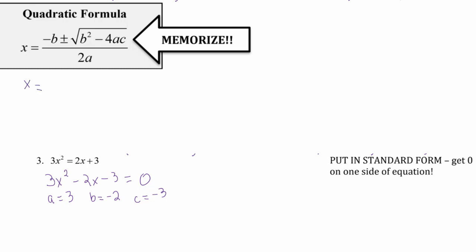Okay, so opposite of b, and b is negative, isn't it? B is a negative 2. So the opposite of b will be a positive 2, plus or minus big square root. And now we're going to have b squared. So negative 2 squared is 4. So 4 minus 4 times a times c. So a times c is negative 9. And then all over, so you're going to put a big division bar, 2 times a, and 2 times a is 6. Okay.